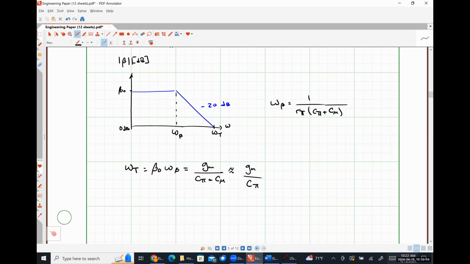So now let's talk about what's going on with MOSFETs. Yes. Nope.